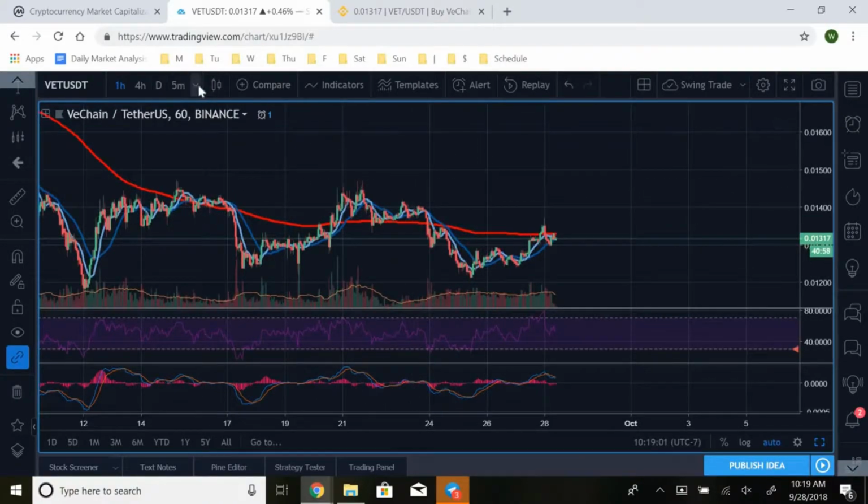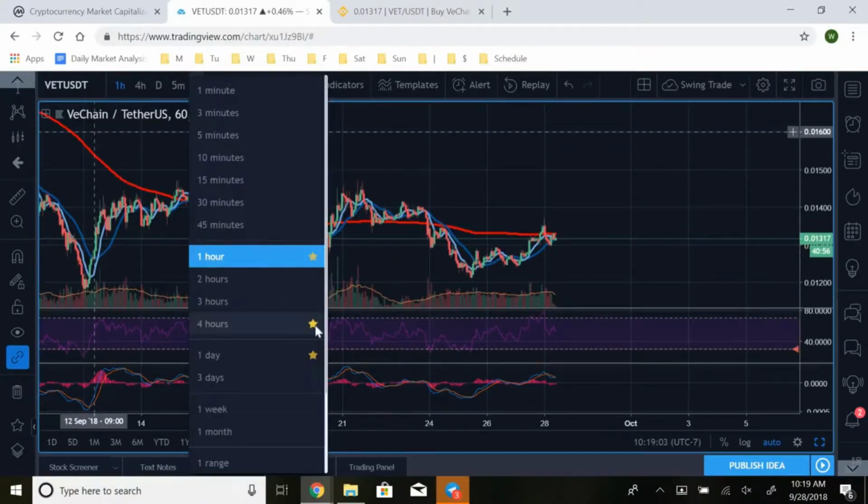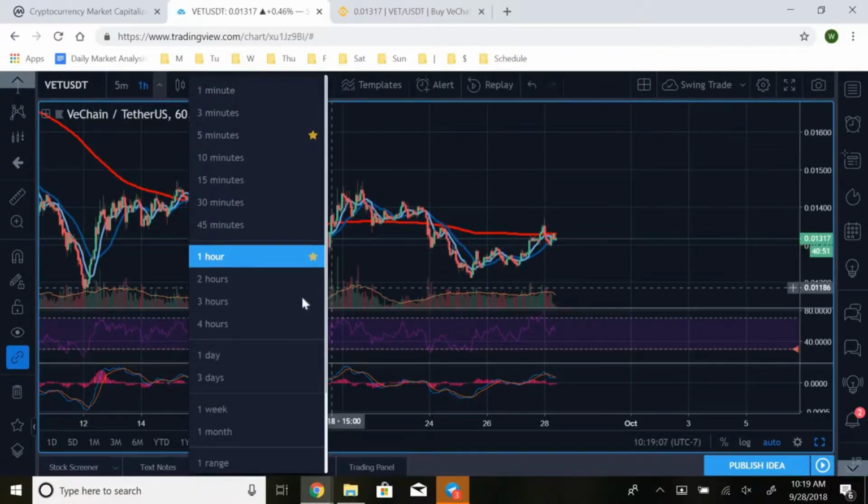There are two intervals that we're going to be using for day trading, and you can see here I have them favorited. I like to swing trade a lot, so that's why I have the 4 hour and the 1 day. But for day trading, you're going to want to focus on the 5 minute and 1 hour time intervals. That's the first place we're going to start.